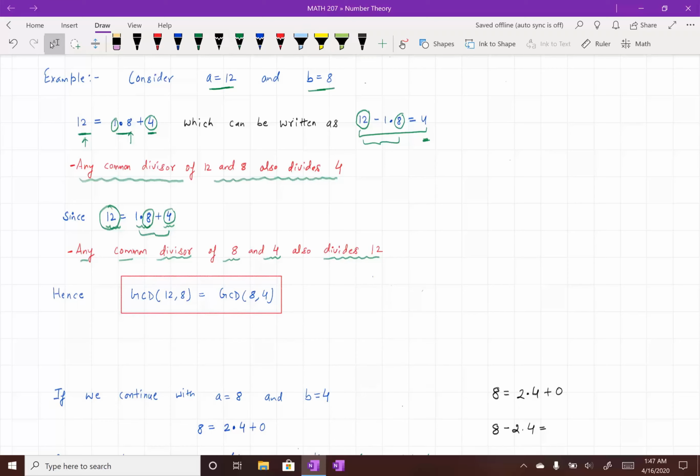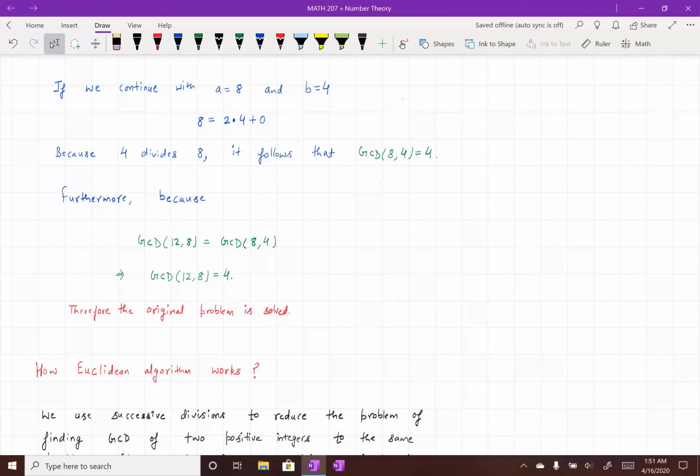So based on these two statements, that any common divisor of 12 and 8 also divides 4 and any common divisor of 8 and 4 also divides 12, you can say that the GCD of 12 and 8 is going to be equal to the GCD of 8 and 4, because once they have the same common divisors, they will have the equal greatest common divisor.